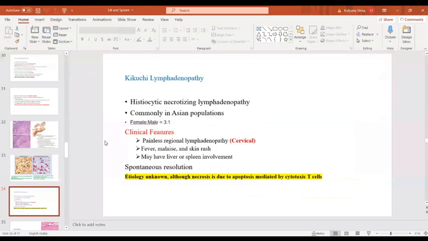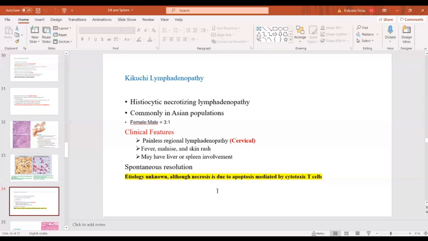Coming to Kikuchi disease, Kikuchi lymphadenopathy, you should just remember the name because it is a differential of cat scratch. It is also histiocytic and necrotizing. In the name only it is necrotizing, and there will be histiocytes in the lymph node. It is more common in the Asian population. Females are most commonly affected. The most common lymph node affected is cervical, and it undergoes spontaneous resolution.